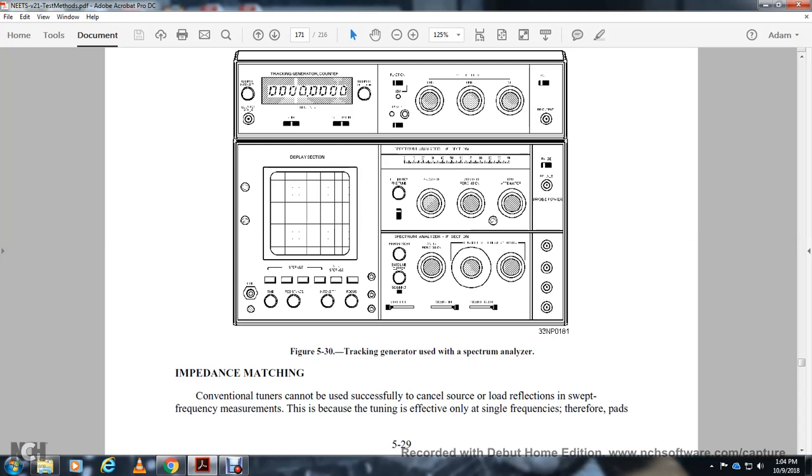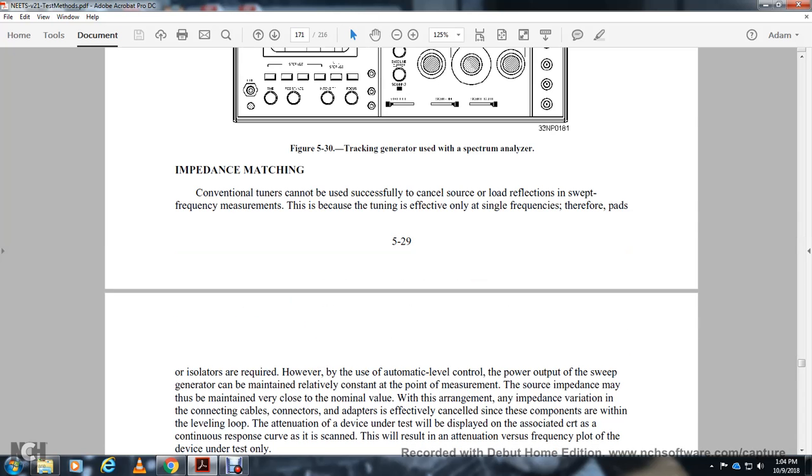Impedance matching. Conventional tuners cannot be successful in canceling the load reflection of a swept frequency measurement, because the basic tuning is effective only at a single frequency. Therefore, the use of an isolator is required. However, the automatic level control keeps the power output of the sweep generator relatively constant at the point of measurement. The source impedance may thus be maintained closely to the nominal value of the arrangement.